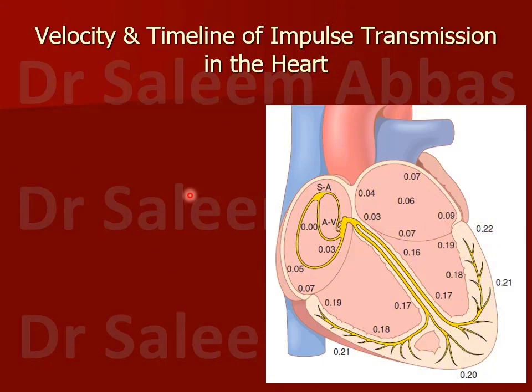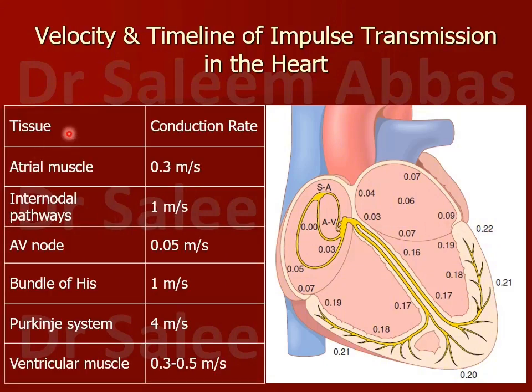Now this is the table showing the different parts of the heart and their velocity of conduction. The velocity of conduction varies from one part to another. As you can see, the velocity of conduction is slowest in the AV node, which is about 0.05 meters per second. But at the other extreme, it is fastest in the Purkinje system, where the velocity of conduction is about 4 meters per second.